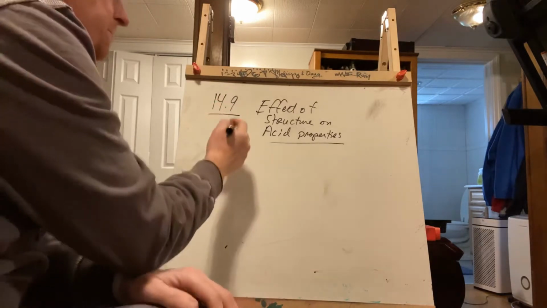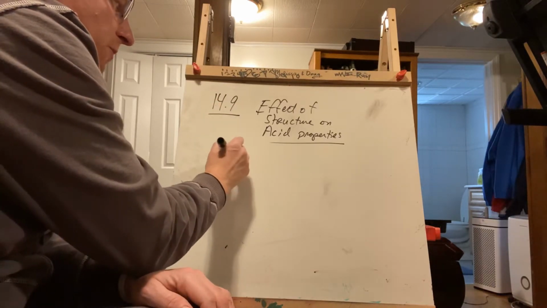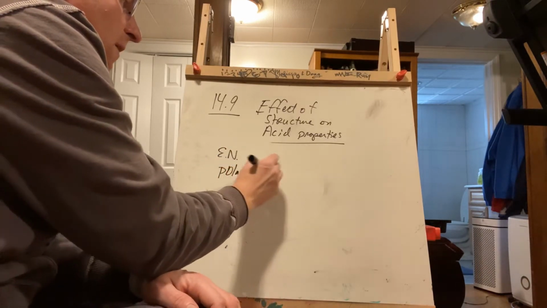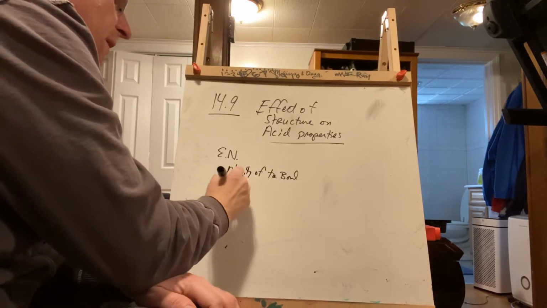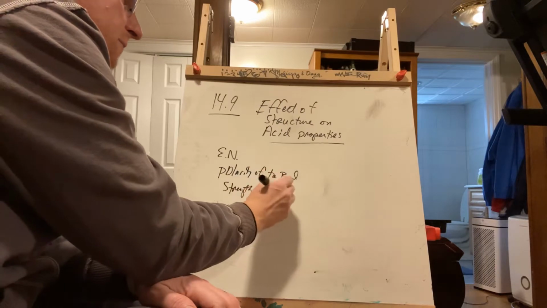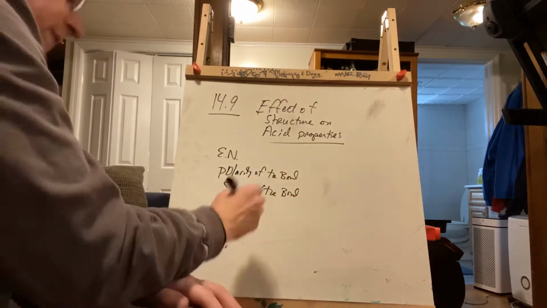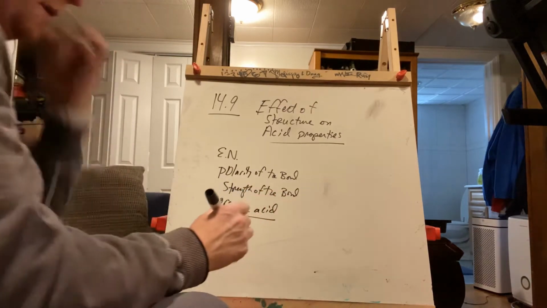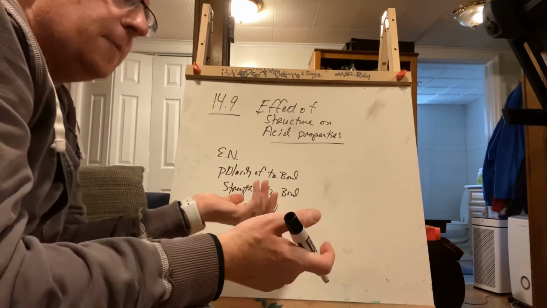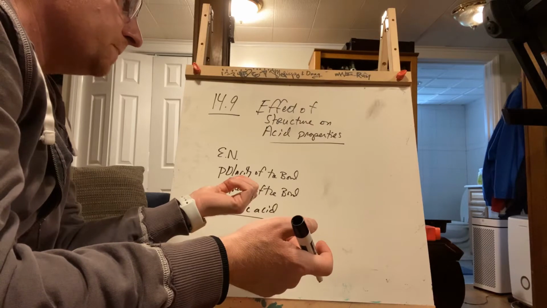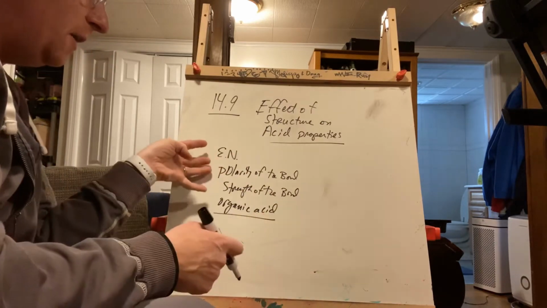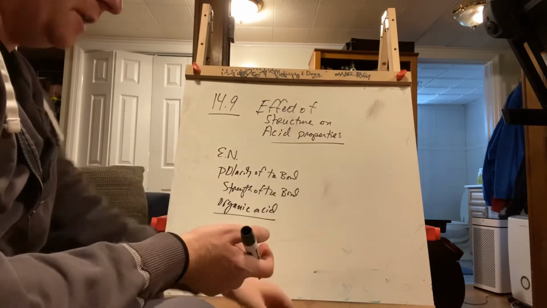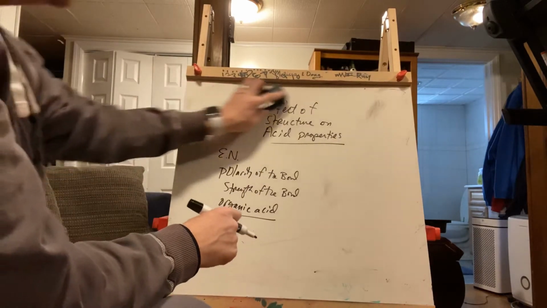Firstly, electronegativity is going to play a role, as well as the polarity of the bond and the strength of the bond. And something that's not in your book, though I don't think I saw it, is organic acids. So we're going to hit these topics, and there are certain examples that will fall into these categories. We'll first start off with electronegativity, and I'll keep these up here so I don't forget.